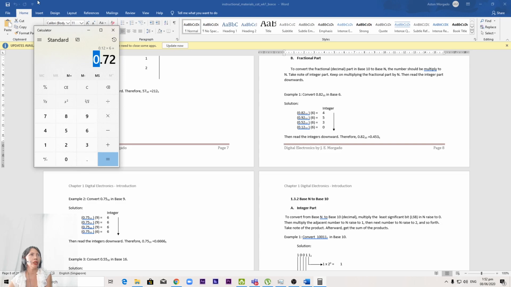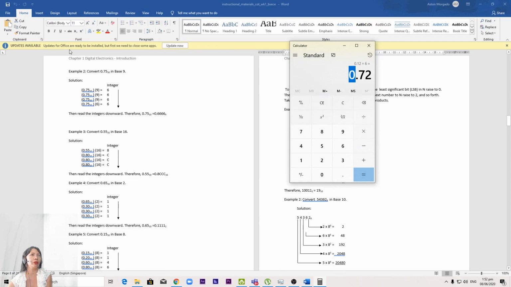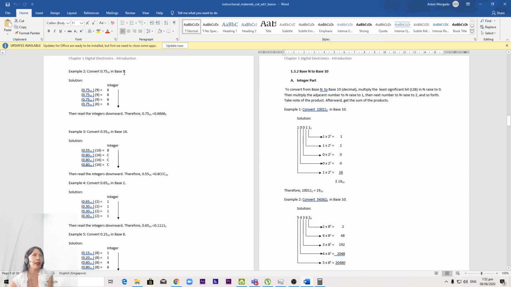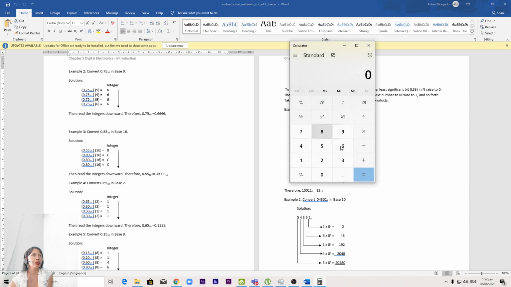So let's have a second example. Convert 0.75 to base 9. So again, we have to multiply the 0.75 decimal part by base 9 because we want to convert it to base 9. So 9 would become our multiplier. So let's see. We have 0.75 times 9. Okay, it's actually equal to 6.75.